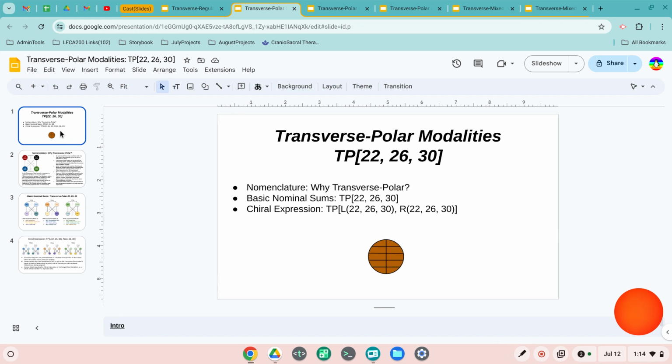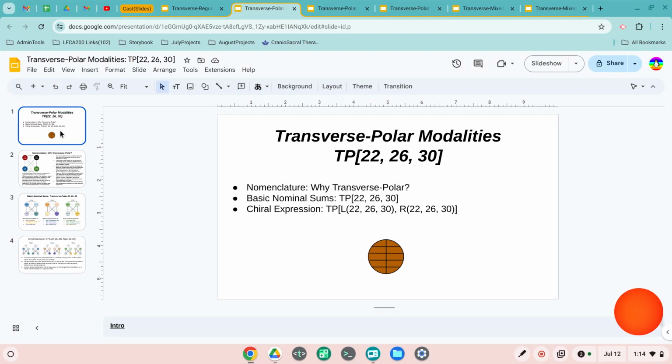Welcome to this lesson on a Western interpretation of the transverse polar modalities of the global balance method. The first slide answers the question, why are these modalities labeled transverse polar? Next, the principle of using basic nominal sums to label each individual modality within the category is covered in brief, along with a diagram of each mode and its color coding. Finally, all six modalities within the category are presented through all three nominal sums and both chiral expressions, along with a brief series of notes on the iterative nature of the pedagogy in the context of the chiral expressions.